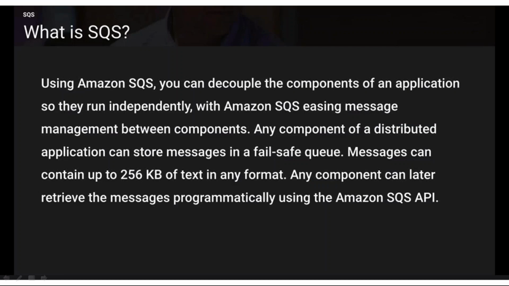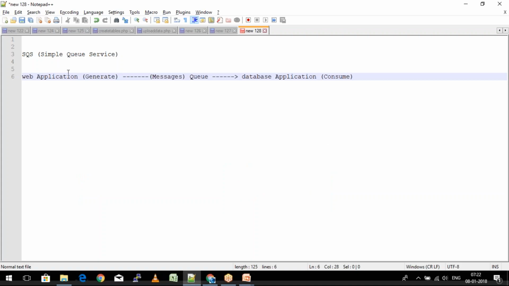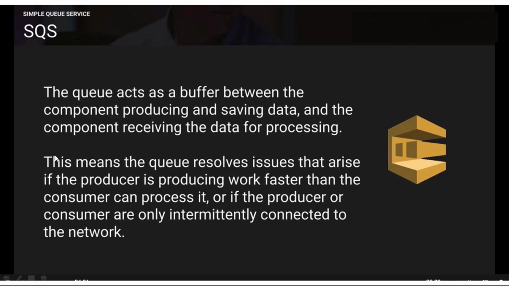The queue acts as a buffer between the component producing and saving the data and the component receiving the data for processing. So this is like a buffer between the components that are generating the messages and the component that is consuming them. This means the queue resolves the issues that arise if the producer is producing work faster than the consumer can process it, or if the producer and consumer are intermittently connected to the network.